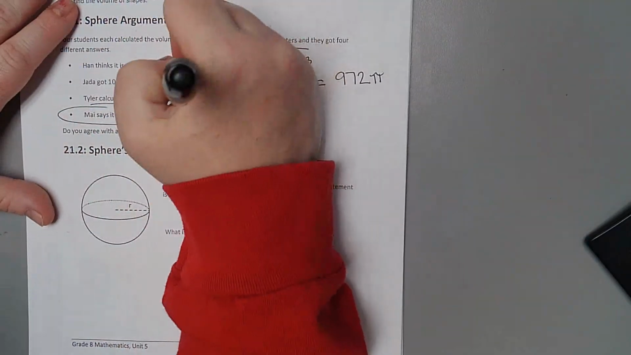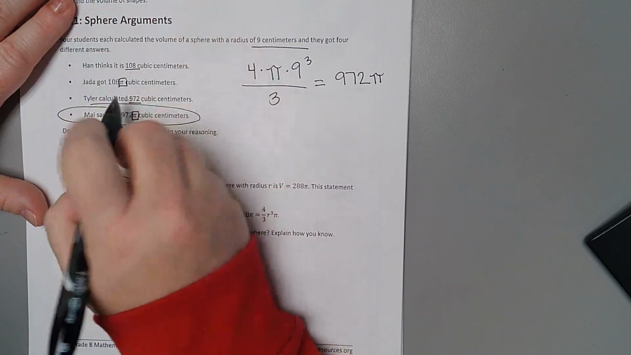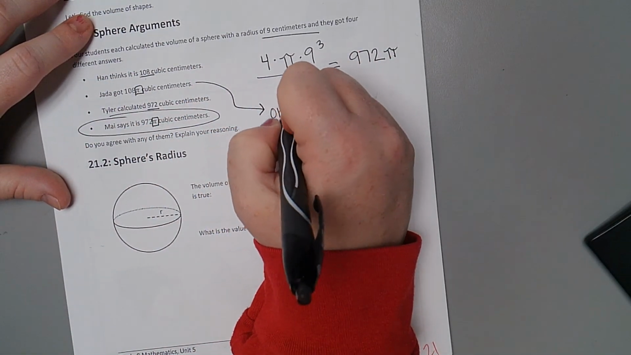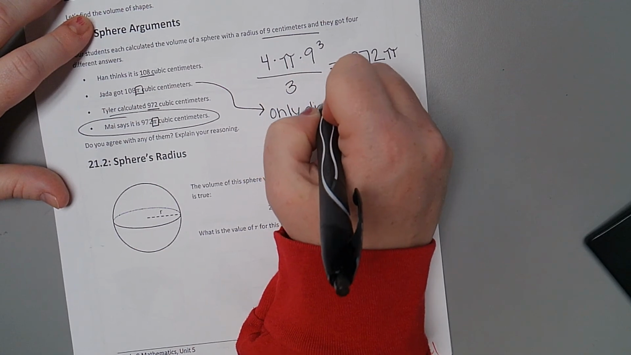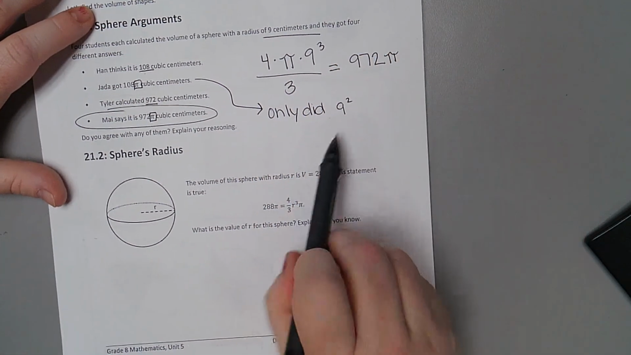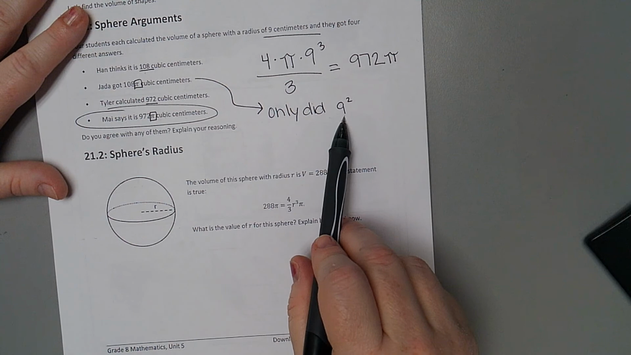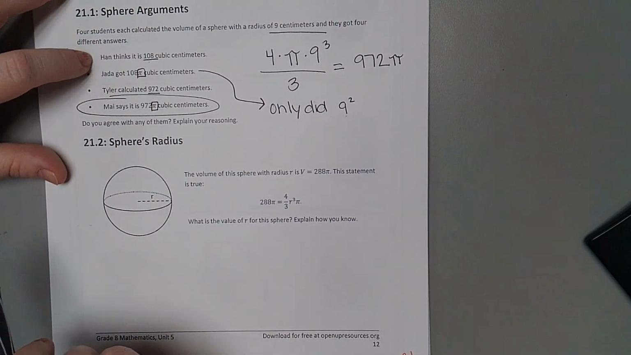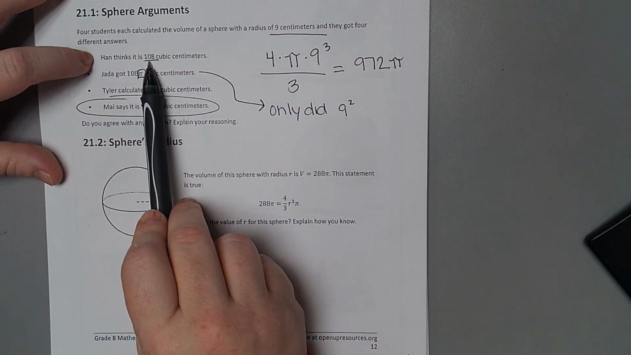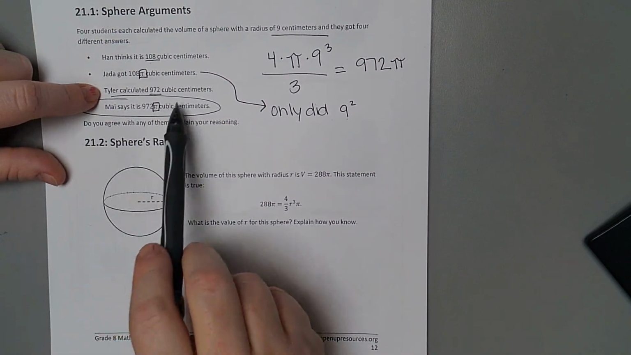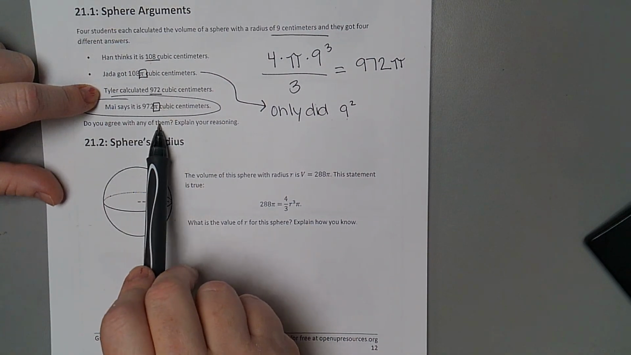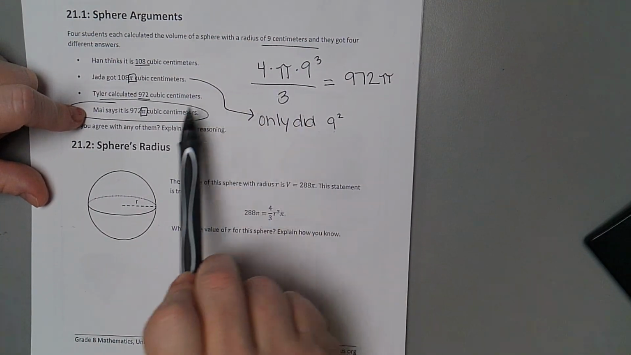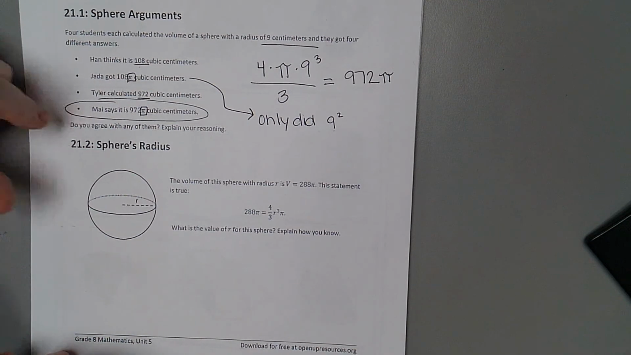So this person, Jada, only did 9 squared, which wouldn't give us the correct answer, and left it in terms of pi. Hans did 9 squared, but ignored the pi, and Tyler forgot to add his pi symbol. So we agree with Maya, because mathematically when we did it and we left it in terms of pi, we got 972.